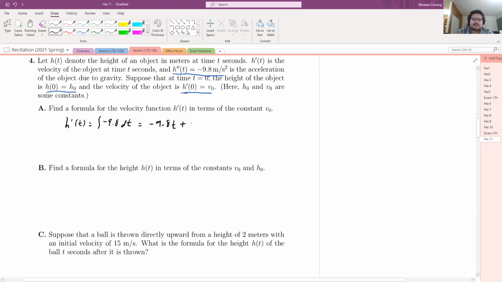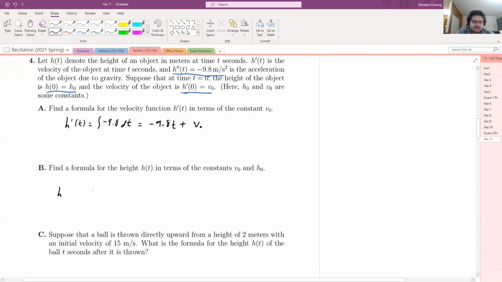But the thing is, if we then also consider this condition, h prime at 0 is equal to v naught, what you'll see is that the constant is going to be that v naught. So I'm not going to write extra steps. I'm just going to say that this constant is supposed to be v naught. I hope that's clear. Let me know if it's not clear.